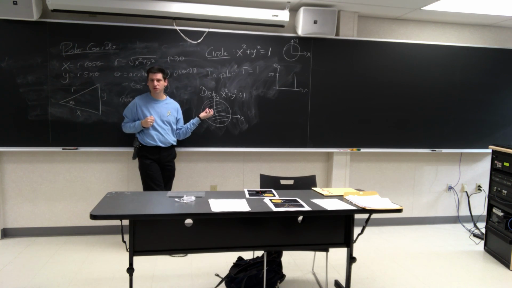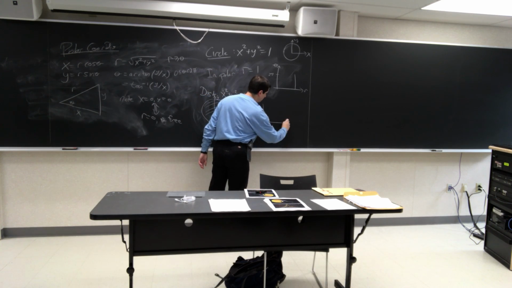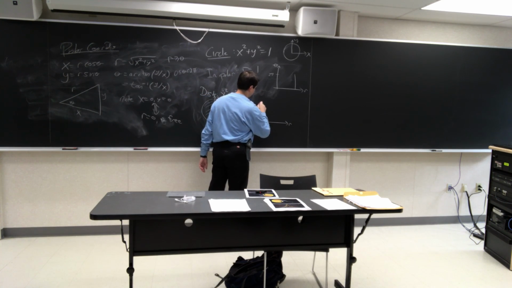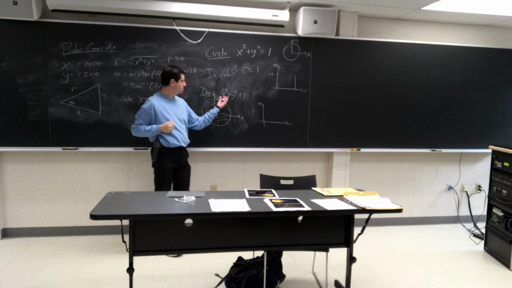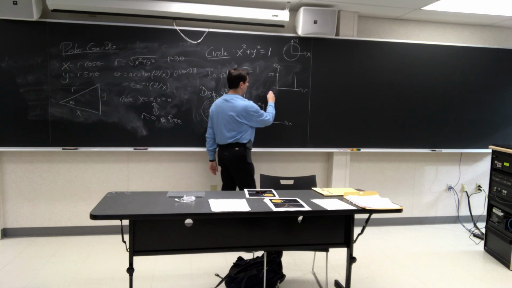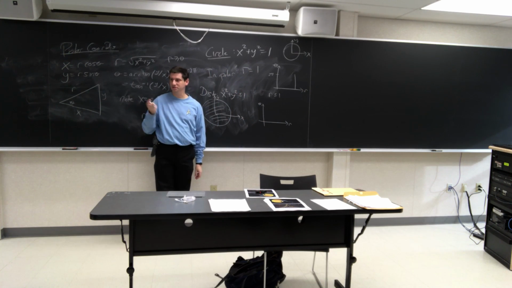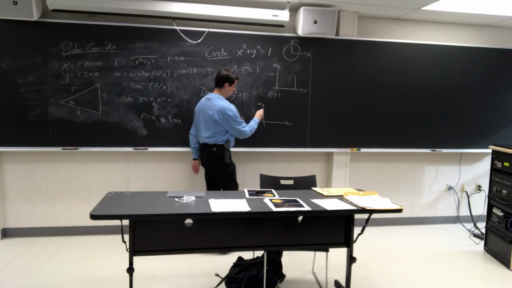What do you think a disk looks like in polar coordinates? So this was x squared plus y squared is less than or equal to 1. What would the equation be in polar coordinates? What does this become in polar coordinates? Yes. r is less than or equal to 1. So this becomes r is less than or equal to 1. So what will this look like in polar coordinates? A rectangle? It'll look like a rectangle.